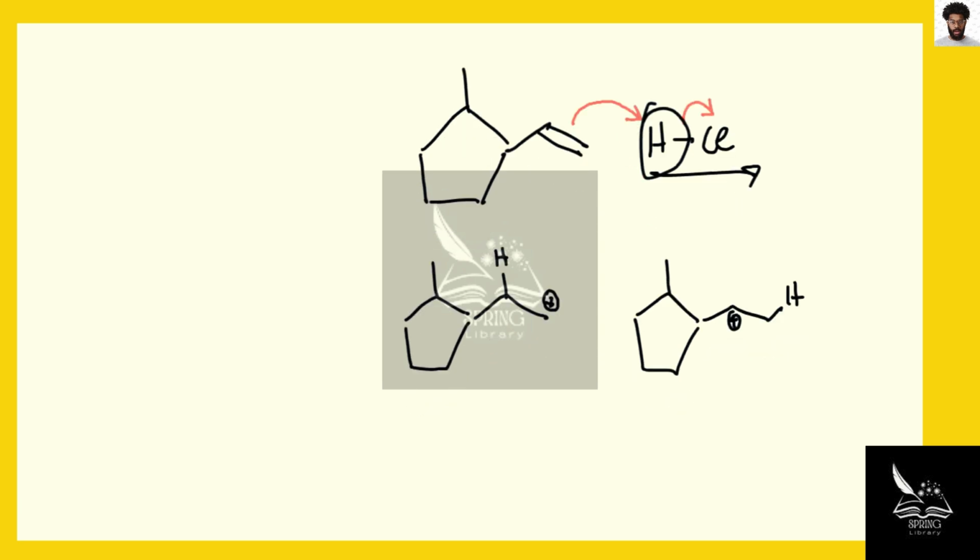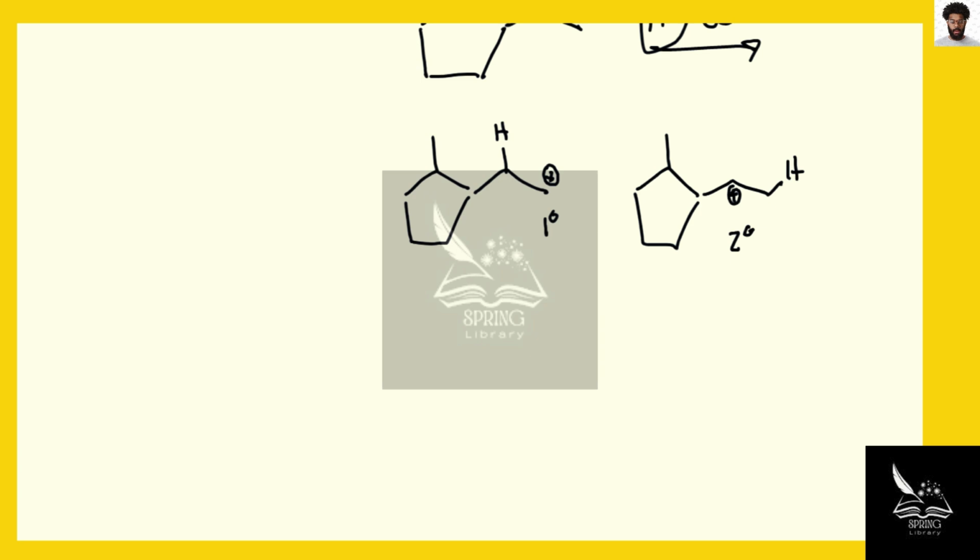Now, I would ask you, which of these two structures is more stable? We have a primary carbocation or a secondary carbocation. Remember, the more substituted the carbocation, the more stable it is. Therefore, the secondary carbocation would be the direction that this reaction would proceed.